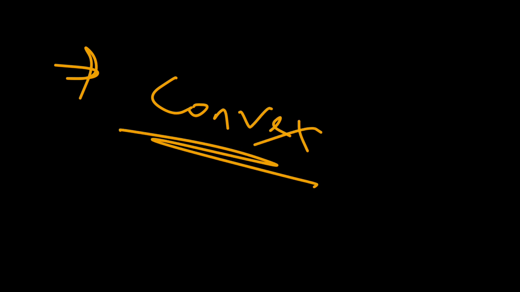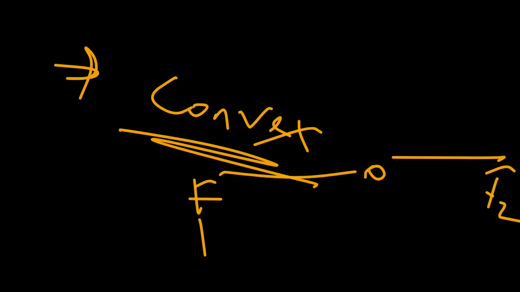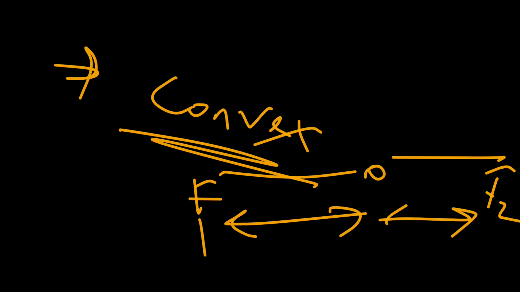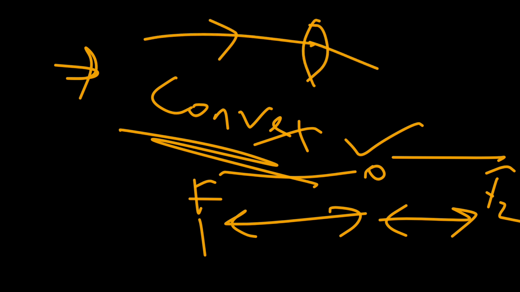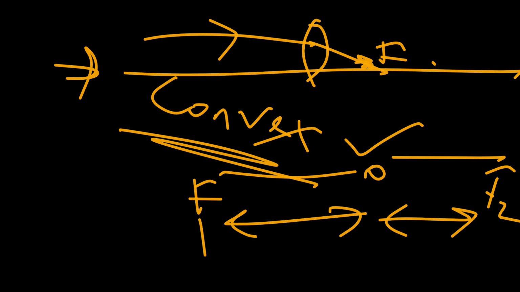Define focal length: the distance between the optical center and the focus, f1, or here to here, f2. Both distances are the same, and this distance we call the focal length. What happens when parallel rays fall on a convex lens? When parallel rays fall on a convex lens, they converge and meet at the focus on the principal axis. Did you get it? Okay.